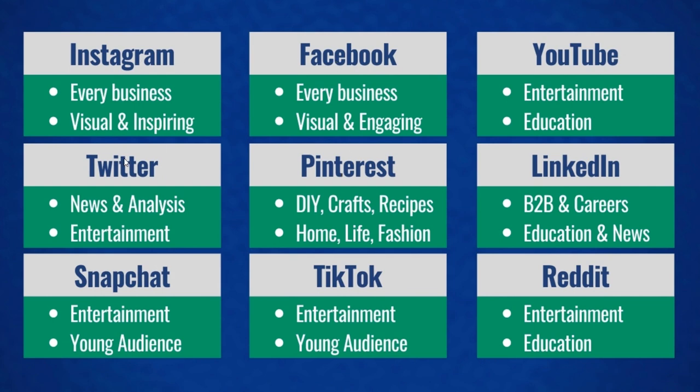It really depends on what you're covering. News, analysis, politics, sports, anything like that, you want to be on Twitter. Pinterest is going to be more DIY, crafts, recipes, home life, fashion. So people aren't going to Pinterest for news. They're going to Pinterest to find a recipe for tonight. People aren't really going to Twitter for recipes, although they might find them there, but they're usually going for news and entertainment.